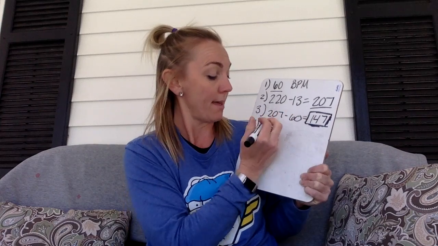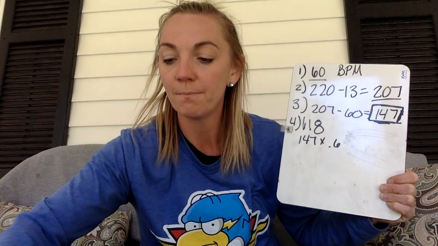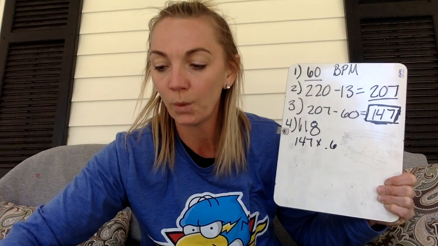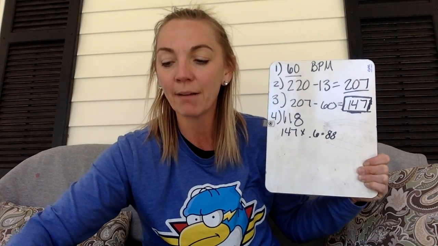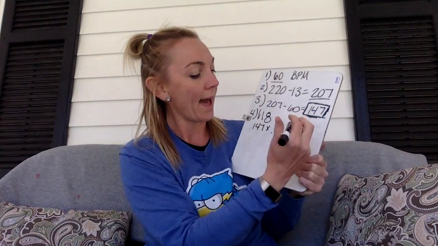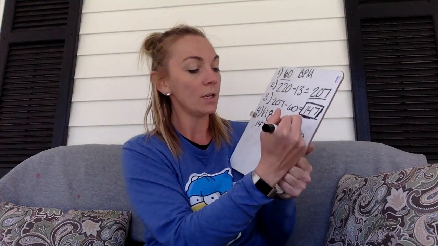Now I'm going to do the same thing. I take my heart rate reserve again, that 147, but this time I'm going to multiply it by 0.6. So 147 times 0.6 is 88.2. I'm just going to say 88 for rounding's sake. And then I need to add my resting heart rate to that. So then I'm going to add 60. I hope you can see this well. And it equals 148.